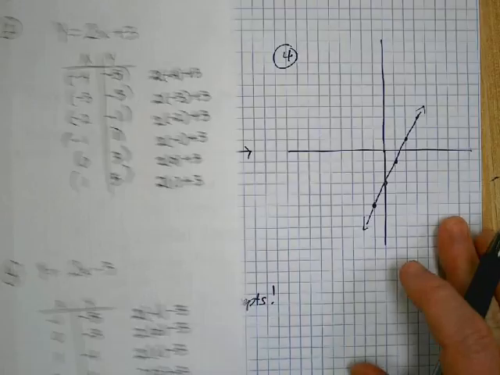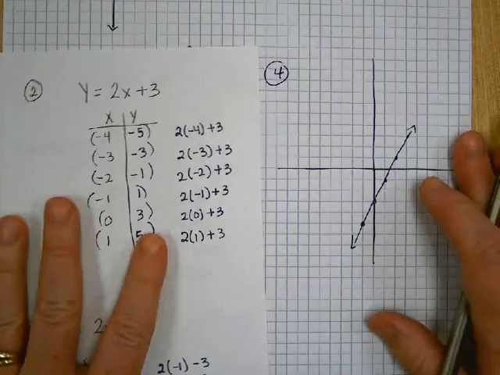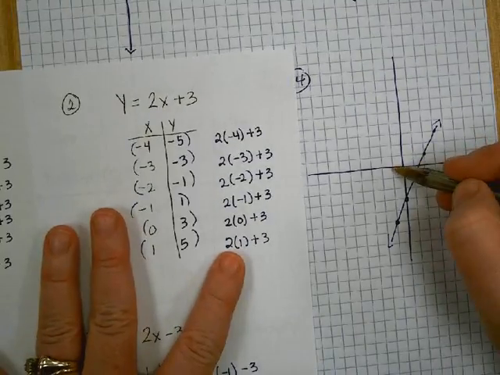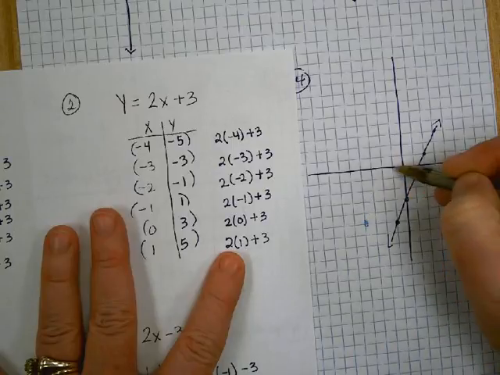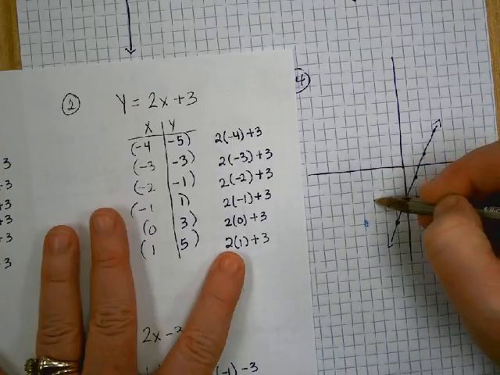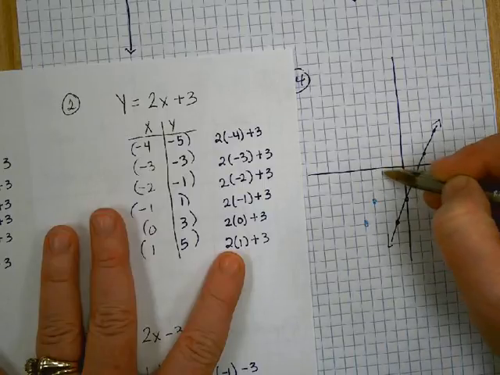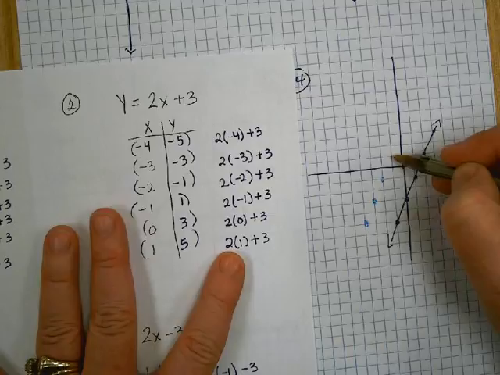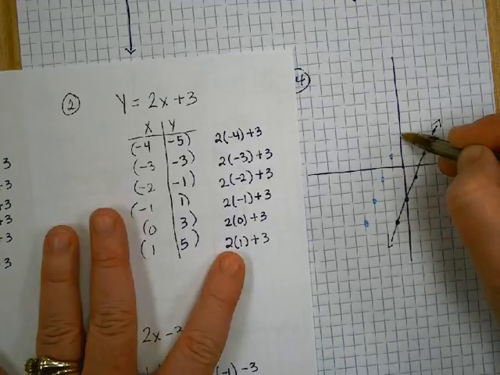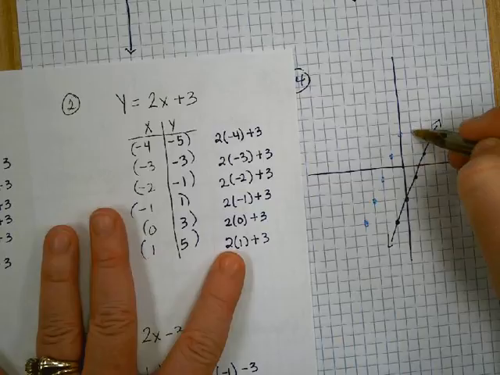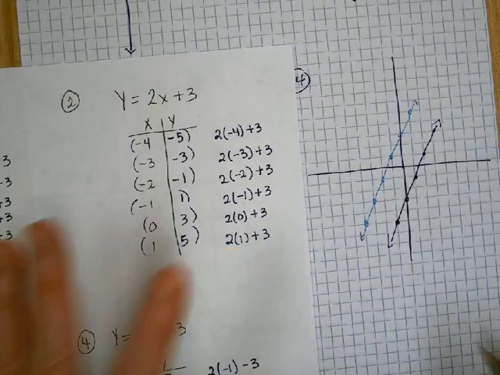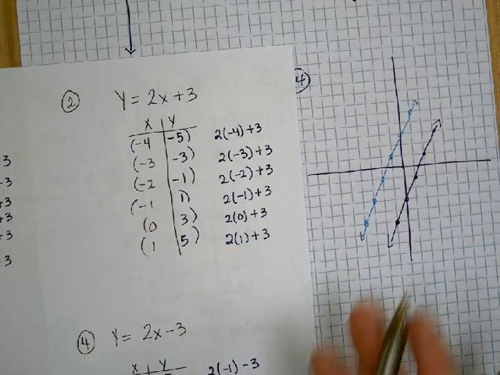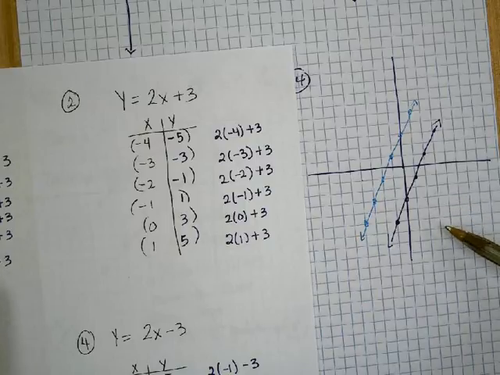So if I plotted number 2 on the same grid, -4, -5, -3, -3, -2, -1, -1, 1, 0, 3, 1, 5. Is our prediction true? Are these parallel? Okay. If I showed you a picture of these 2 lines, could you tell me they were parallel? You know what parallel lines look like, right?